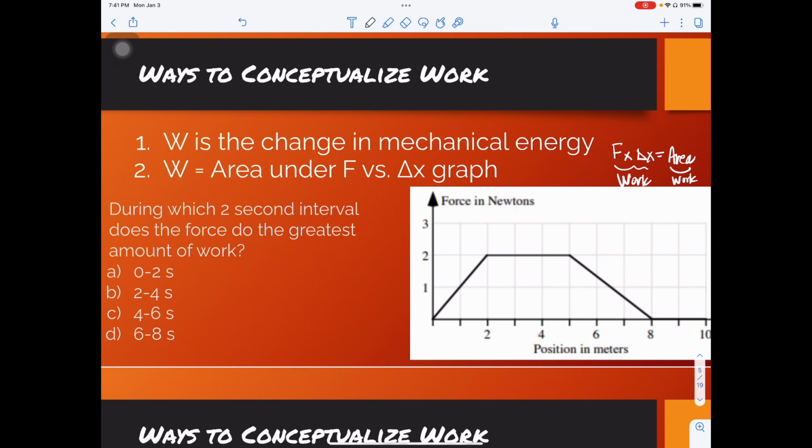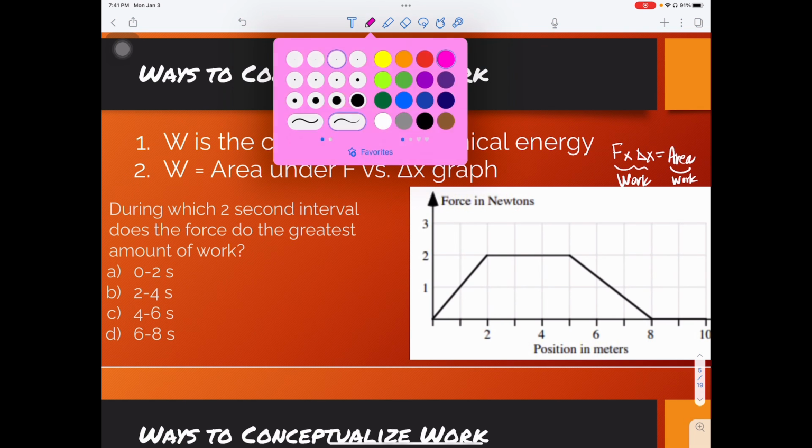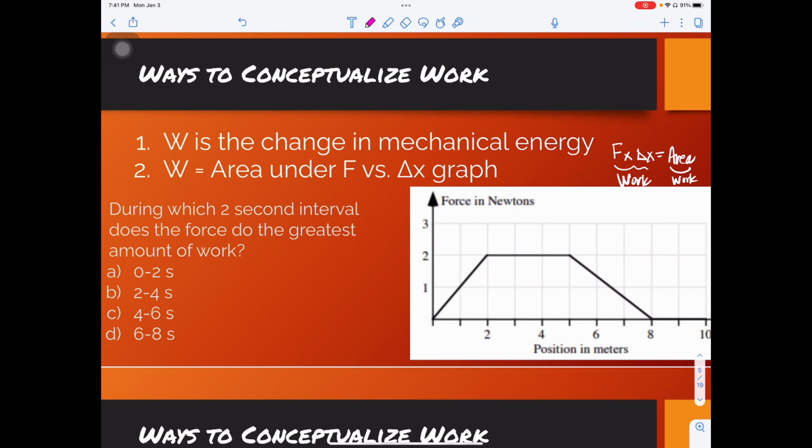Okay. So an example of how to do that: during which 2-second interval does the force do the greatest amount of work? So we've already calculated areas, but I'll show you again just in case you've forgotten. So 0 to 2 seconds is going to be this area. That's a triangle, and so it's going to be 1/2. My base is 2 meters. My height is 2 newtons. And so this is going to give me 2 joules. Joules is the unit of work, okay?